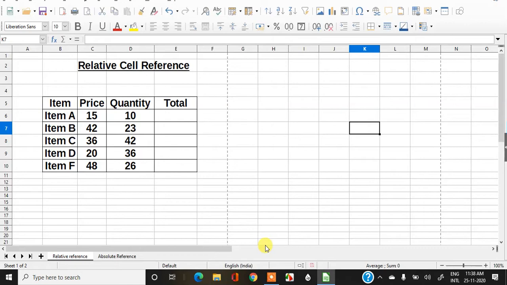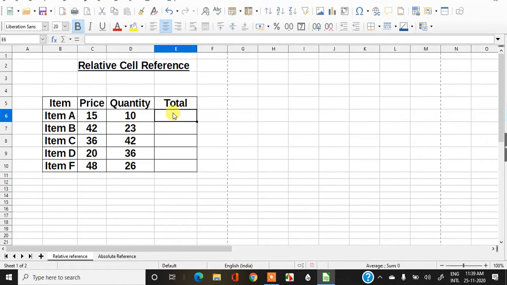To explain the relative reference, I have prepared a table in front of you consisting of item, price, and quantity. These are the items A, B, C, D, E, F, and the price and the quantity are also given here, and we have to find the total. But before applying the relative cell reference, let me tell you what relative cell reference is. It can be explained in terms of the position of a formula relative to the cell, which means when you copy or move a formula, the cell reference automatically gets changed.